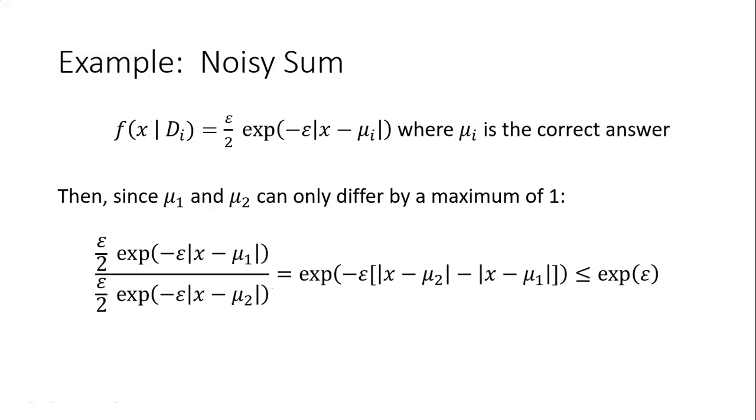Based on that, for any real number x, when you divide the PDF of the response on database D1 by the PDF of the response on database D2, using this property of exponentials and then the triangle inequality, since mu2 minus mu1 differs by at most 1, you get that this ratio is bounded by e to the epsilon. This is the crux of what it means to be differentially private.